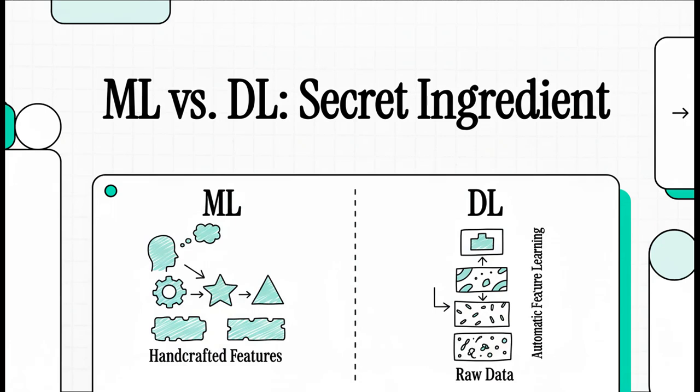All right, let's talk machine learning versus deep learning. They both learn from data, right? So what's the big deal? What's the actual difference? Well, it turns out there's this kind of secret ingredient that changes everything.